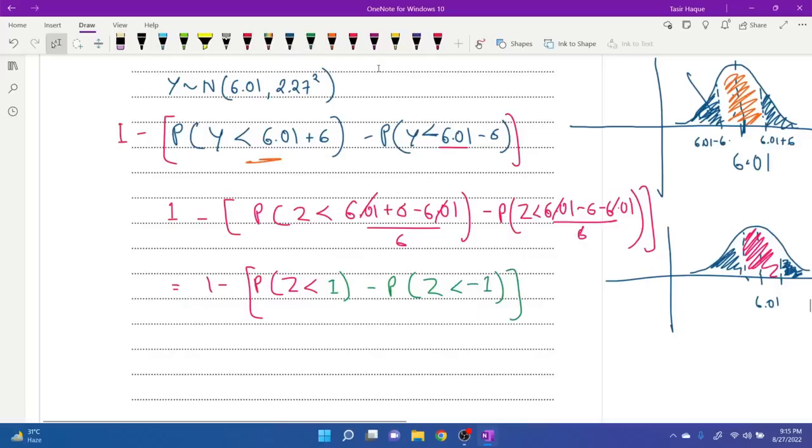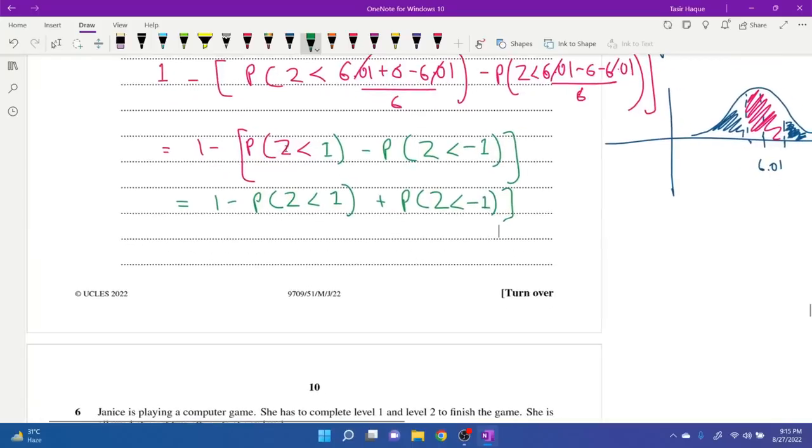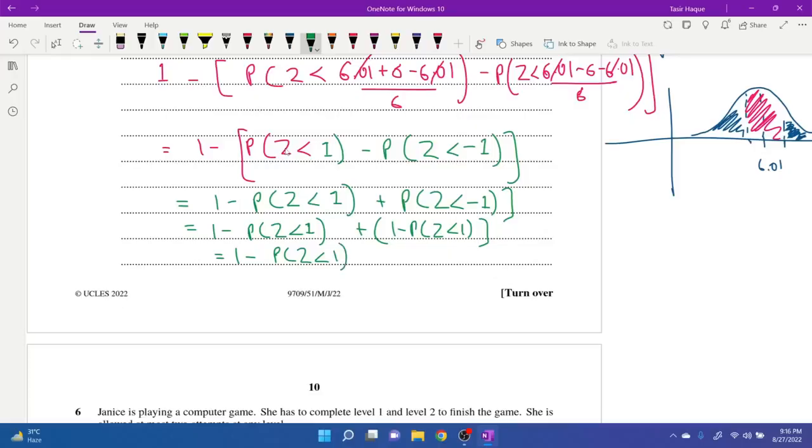Now what? If you break down the brackets, you get 1 minus P(Z is less than 1) plus P(Z is less than minus 1). But we have to get rid of minus 1 as well. So how do you do that? I just taught you. It's 1 minus P(Z is less than 1). So that's 1 minus P(Z is less than 1) plus 1 minus P(Z is less than 1). So we end up with 2 minus 2P(Z is less than 1).